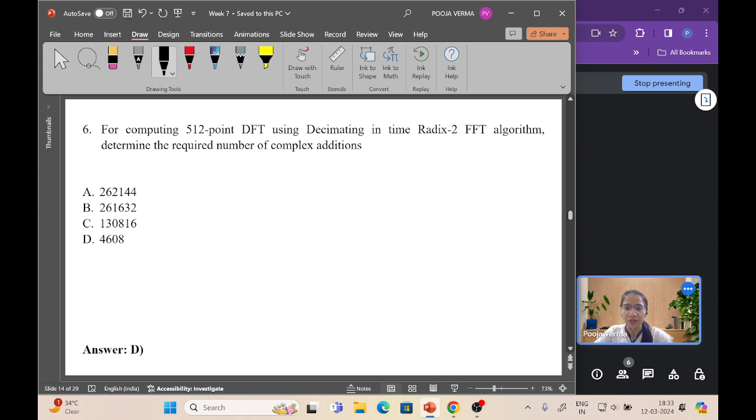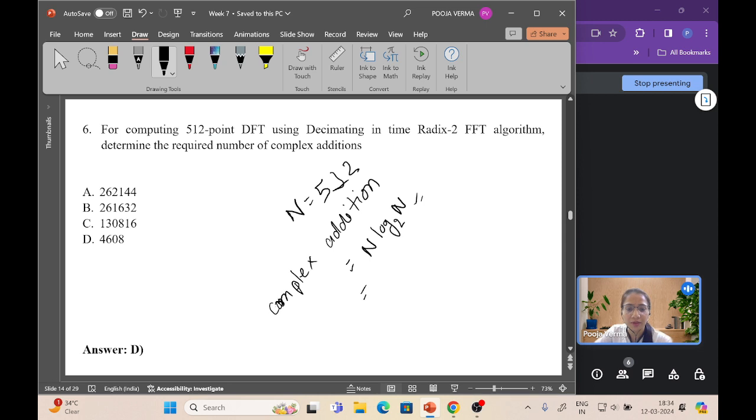So the next question is: for computing a 512-point DFT using decimation in time radix-2 FFT algorithm, determine the required number of complex additions. So here N is given, that is 512. So for the total number of complex additions required, as we know, computing radix-2 FFT algorithm needs N log base 2 N. This is given in the previous slide. This is the formula for computing N-point complex addition using radix-2 FFT algorithm.